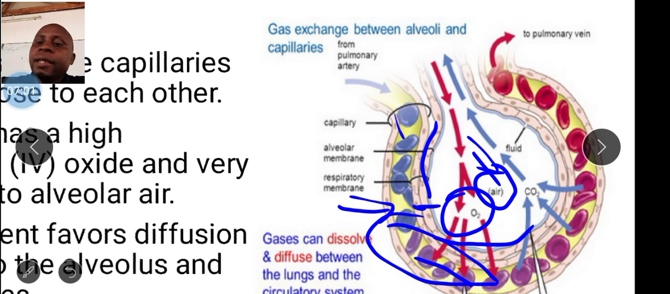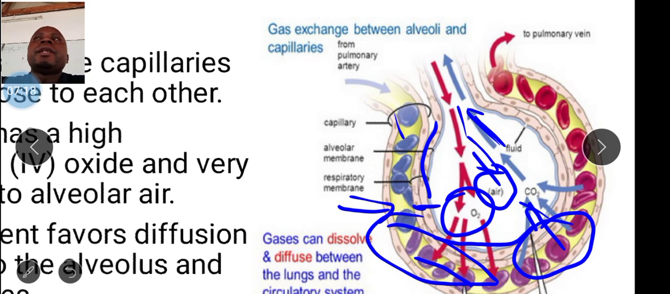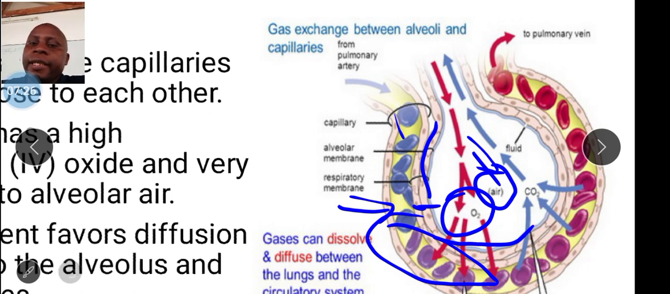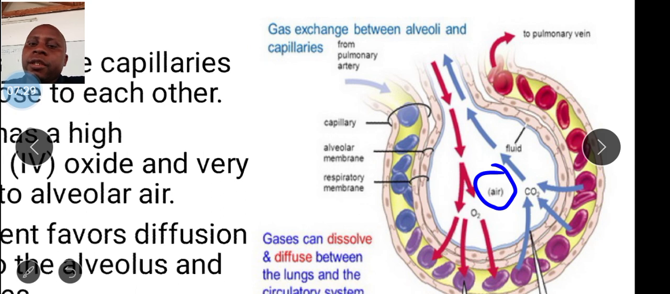On the other hand, carbon dioxide is highly concentrated in blood than in the air. Therefore, it diffuses from the blood into the air, which is found in the alveolus. During exhalation, the carbon dioxide will be released into the atmosphere. So these are the events occurring during gaseous exchange in the alveolus.